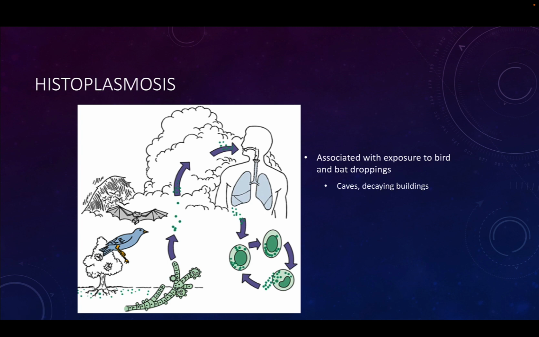Histoplasmosis tends to be associated with exposure to bird and bat droppings. So remember, histoplasmosis and blastomyces have overlapping geographic ranges. We tend to see blastomyces associated with decaying organic matter, leaf litter, dead trees, all that kind of stuff. Histoplasmosis we tend to see with bird poop and bat poop. So in caves, decaying buildings, pigeon roosts, right?